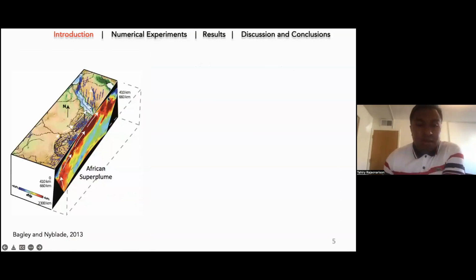And in 2013, Bagley and Nyblade suggested that this northward rift parallel seismic anisotropy is due to a large scale mantle flow rising, moving upward from beneath South Africa and moving horizontally northward to beneath the East African Rift and up to the Afar region.